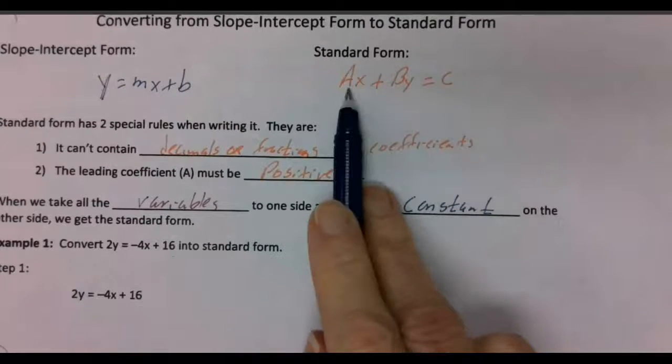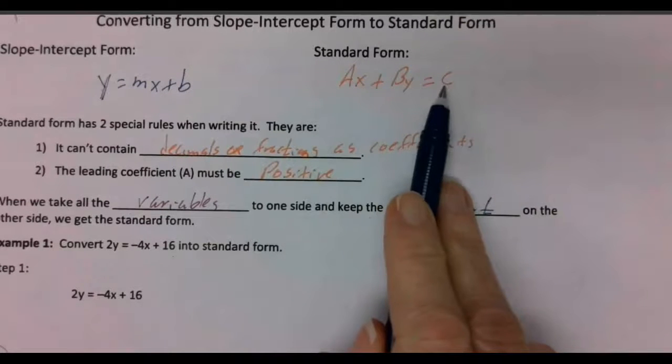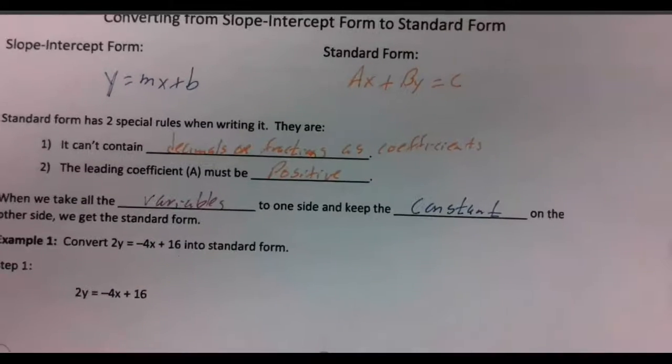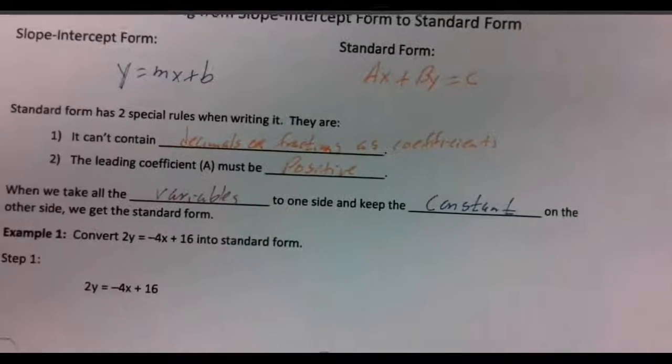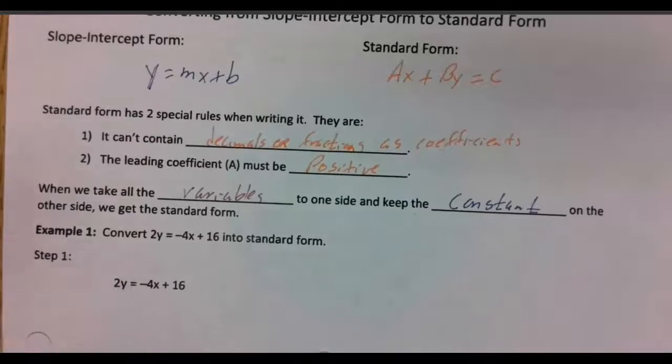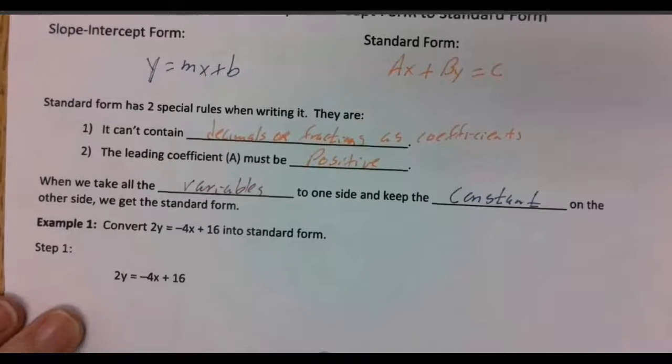So see how we have x and y on this side, and then we have the constant. So that's going to be a number. Actually, a, b, and c are all going to be numbers. Okay, so here we go. We're going to convert. So all we have to do is get x and y on one side, and x has to be the first term, and it has to be positive.